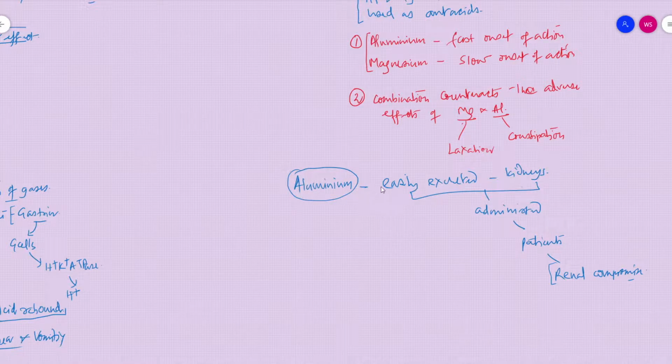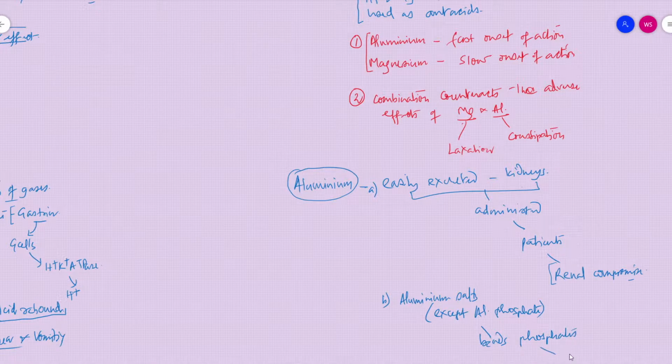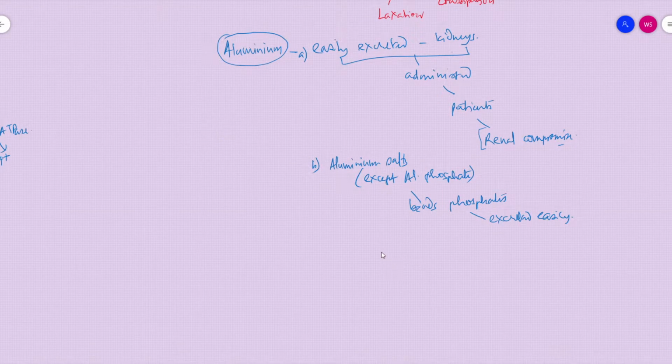So that's one small thing that we need to remember about aluminum. The other point that we need to remember about aluminum is that aluminum can bind phosphate. Aluminum salts, except aluminum phosphate, bind phosphates, which can be excreted easily. So aluminum salts except aluminum phosphate are used in hyperphosphatemia.